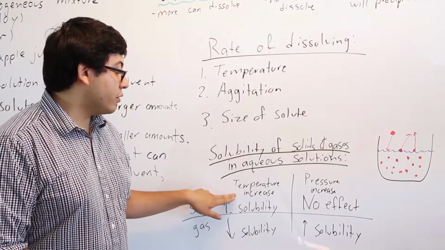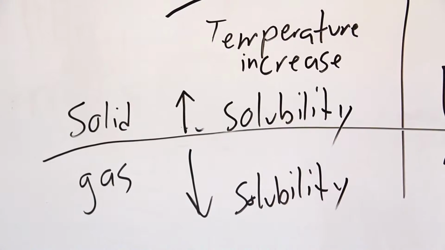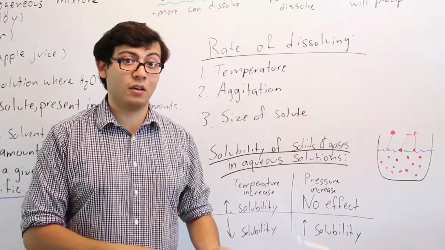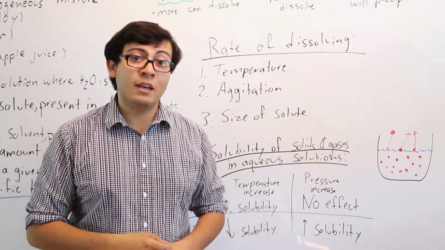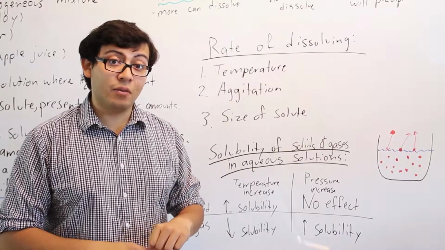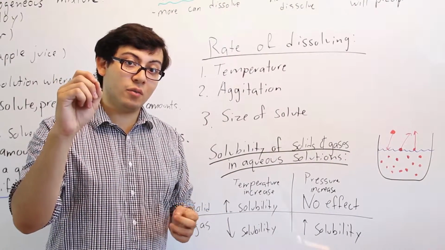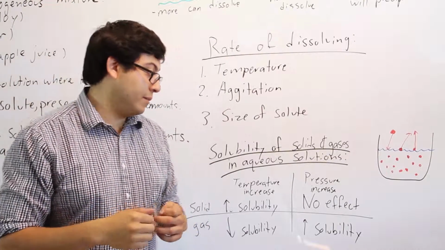If you have a temperature increase and you're trying to dissolve a solid, that solid will dissolve faster and will dissolve more because there are more movements between the water and the solid. However, if you have a gas and you're trying to dissolve it, the solubility is actually going to go down because the gas will be moving faster, and as soon as it moves and hits the surface of the water, the gas will now leave the solution, and it's very hard to get it back in.